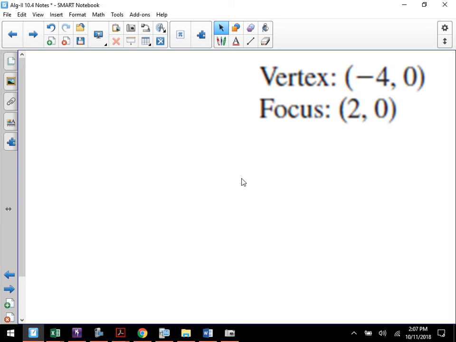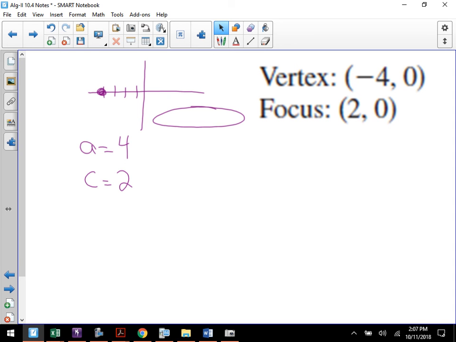So vertex and focus. Notice they're on the same axes, aren't they? Yep. And you start picking up on that stuff. So if you start graphing it just to get a rough idea, your vertex went to the left. As soon as you know that, you should realize it's got to go left and right. So your A value is 4. Focus is what value? A, B, or C? C. Your C value is 2.